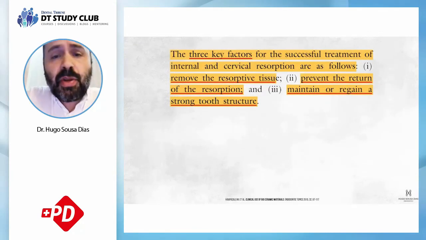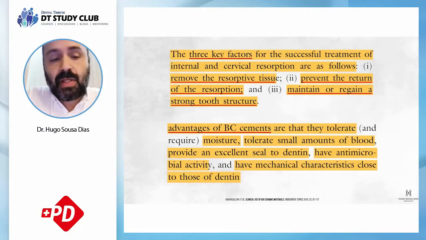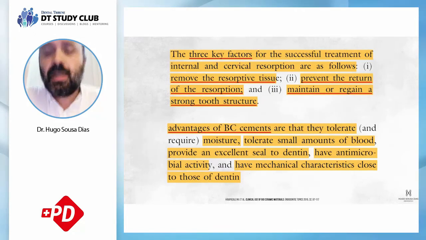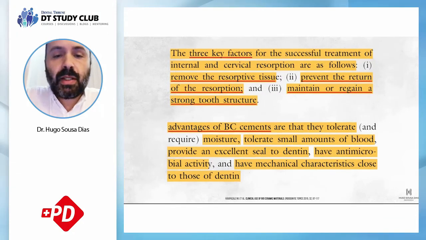We need to accomplish three main factors. We need to remove the resorptive tissue, prevent return of resorption, and maintain or regain the strength of the tooth structure. We have some advantages using bioceramic materials, like I showed you in the beginning. They tolerate moisture, they tolerate small amounts of blood, they provide an excellent seal to dentin, they have antimicrobial activity, and they have mechanical characteristics close to dentin.